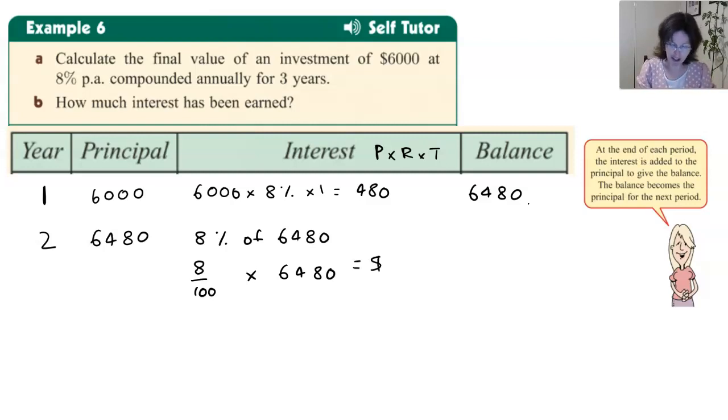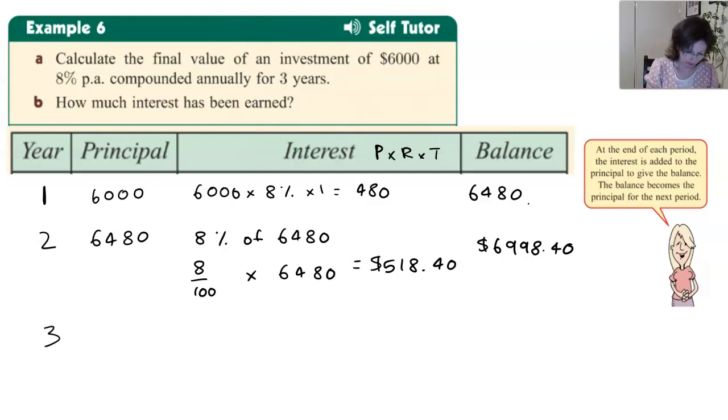Our interest amount there for this year is $518.40. Add that on to the principal at the start of this year, and we have $6,998.40. It's good to be using your calculator along with me while I'm doing this, just to check. Occasionally I do make mistakes, so you're practicing using the same keys.